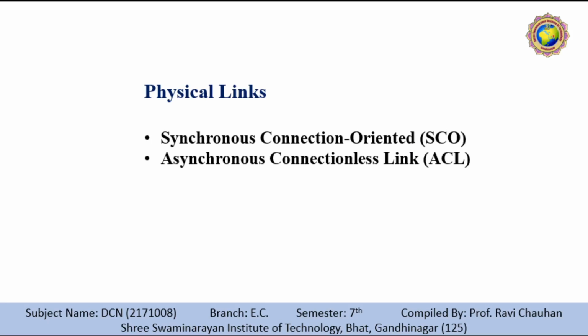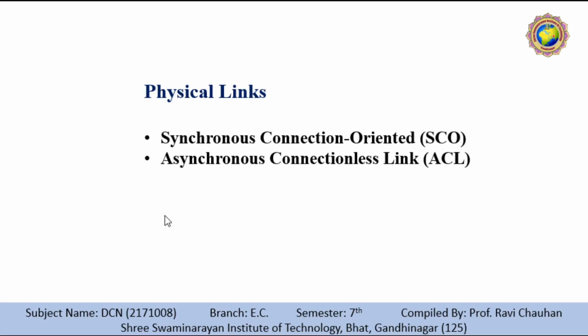Next is physical links. Two types of links can be created between the primary and the secondary. First is SCO and second is ACL. SCO means synchronous connection oriented and ACL means asynchronous connectionless link. So let's discuss the SCO.